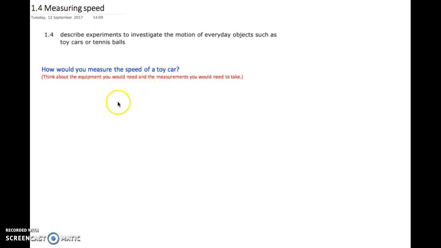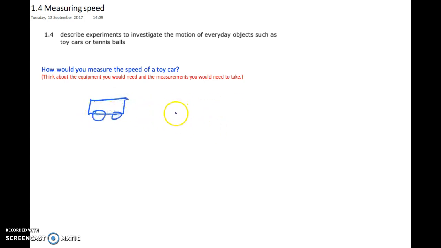So I'm going to talk about some of the things that they would be looking for if you're trying to answer that. You will need to think about the equipment you're going to use, the measurements you're going to take, and also the method you're going to be using. Let's think of a simple way. Well, this is our toy car. I'm just going to keep it very simple.